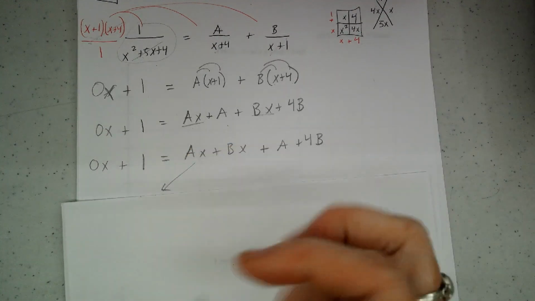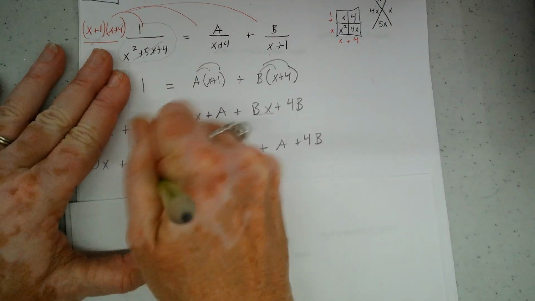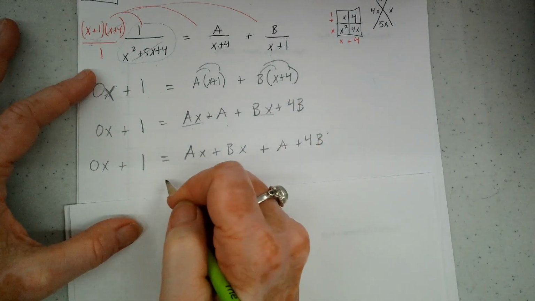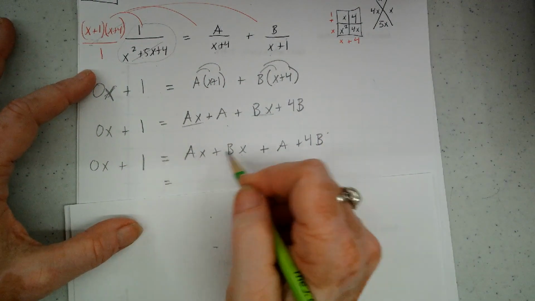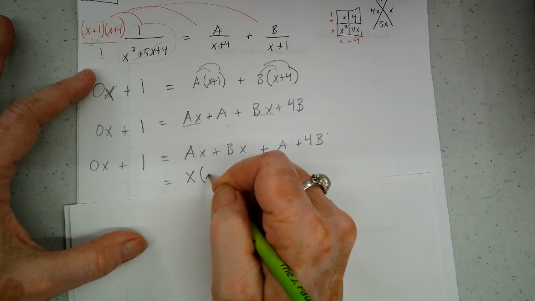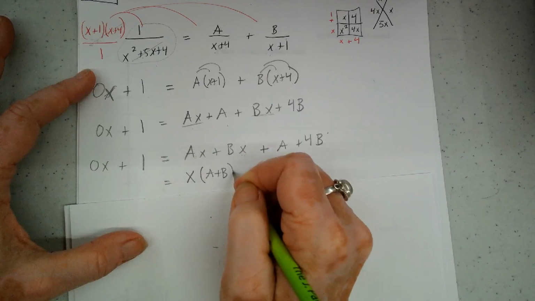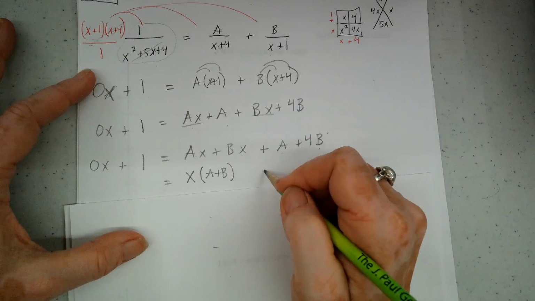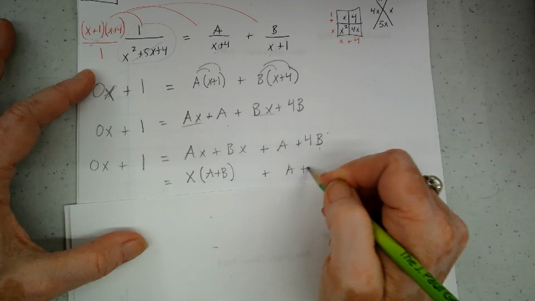So let me show it first, I didn't show all my work. What I'm doing here is I see that these two terms both have an x in them. So I'm going to say that's x times a plus b. And these two terms don't have an x in them. They're just a plus 4b.